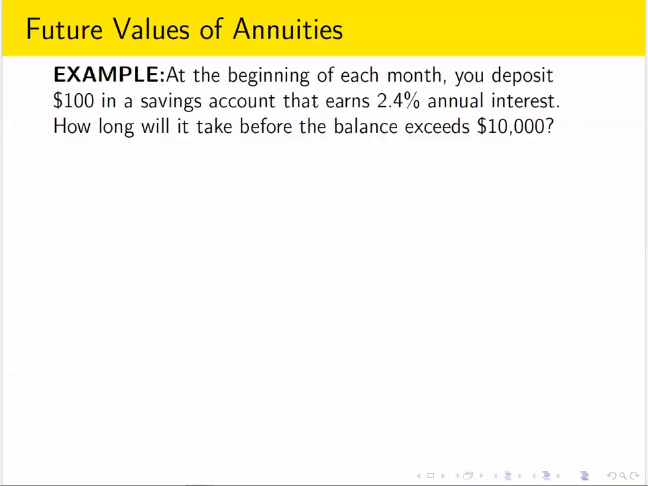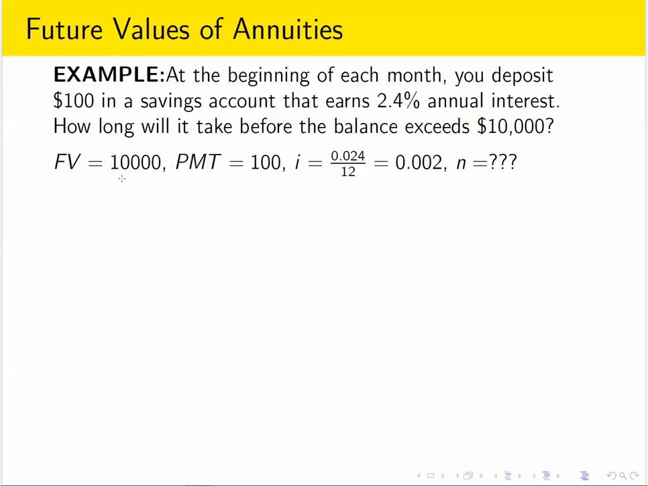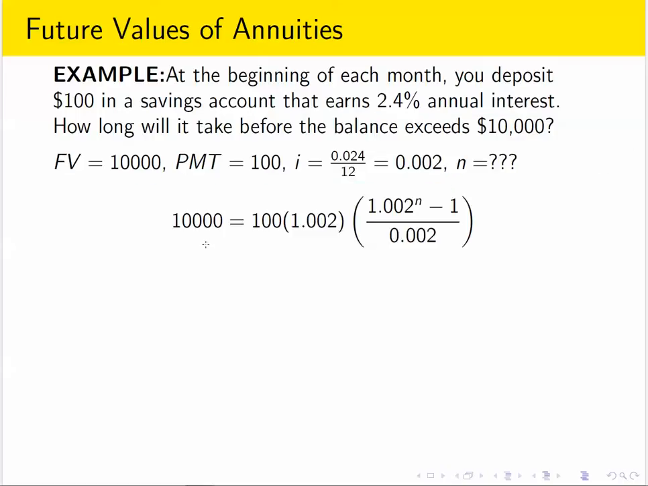Here's another example. We make a payment at the beginning of each month of $100 into a savings account that pays 2.4% annual interest, and we want to know how long it'll take for the balance to exceed $10,000. So we know the future value should be $10,000. The monthly payment size is 100. The periodic interest rate is the annual interest rate divided by 12. And we want to solve for the number of months that pass, the number of payments that we make. So we plug everything into our annuity due formula, and we're going to solve for n.